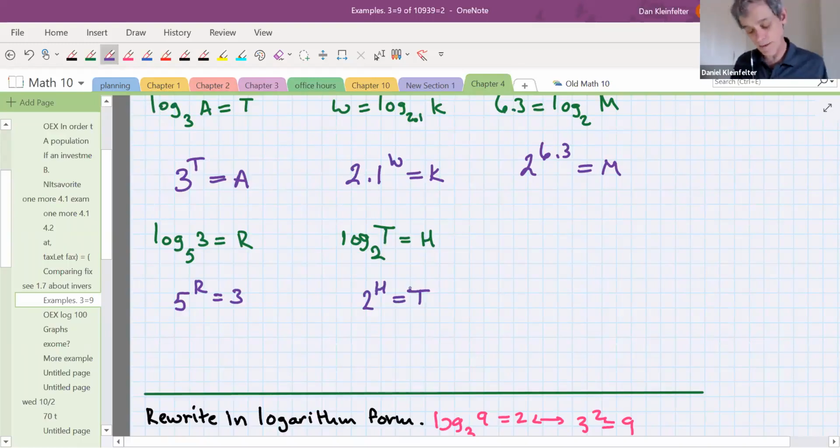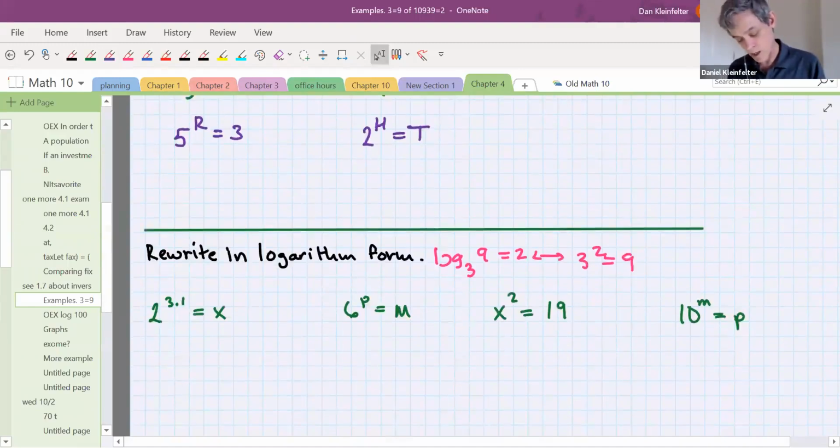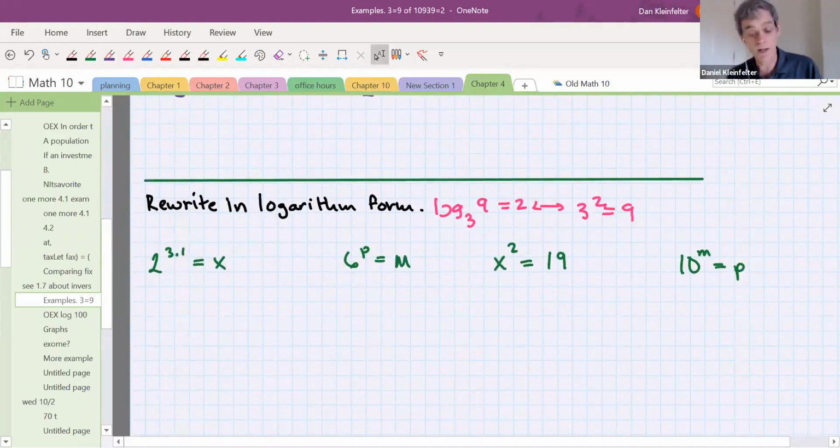So in those examples, we were changing from logarithm form to exponential form. So now a couple of examples where we go the other direction. So 2 raised to the 3.1 power equals x. So if we rewrite that as a logarithm, the base is 2. And then this is going to answer the question, what power do you raise 2 to get x? You're going to raise it to the 3.1 power.